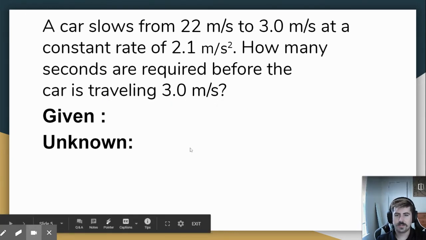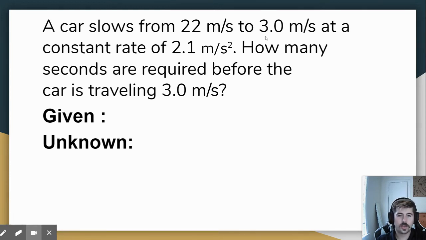So let's look at the givens first. A car slows from 22 meters per second to 3 meters per second. Because of meters per second, we know these are our velocities, but we need to know which one's initial and which is final. Well, if it slows from this to this, we've got initial to final. So our initial velocity is 22 meters per second, and our final velocity is 3 meters per second, at a constant rate of 2.1 meters per second squared. It doesn't tell us anywhere that it's acceleration. We have to know that because of the units.